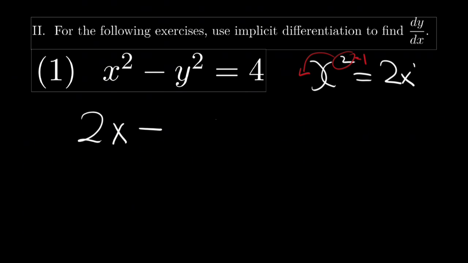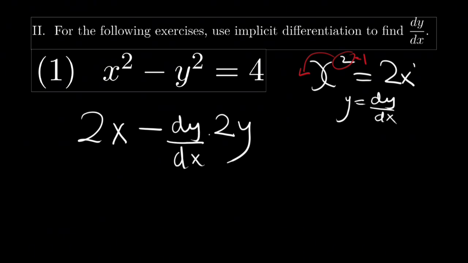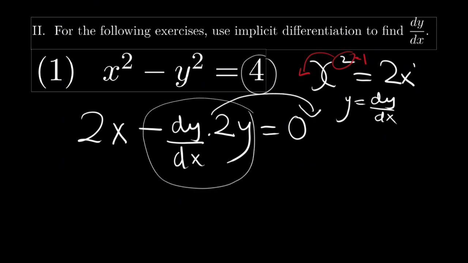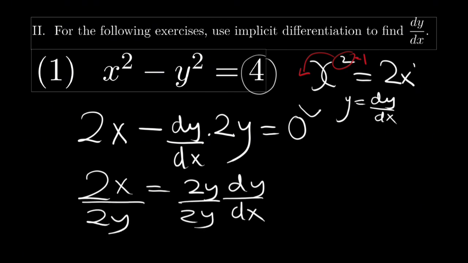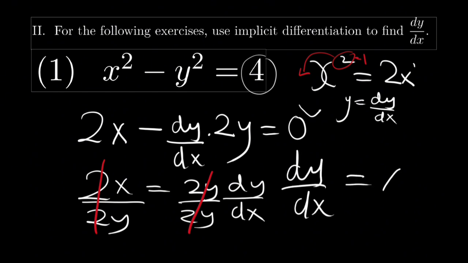So we'll have here 2x. And the derivative of y^2 is 2y. But whenever you derive y, don't forget to write dy over dx. So we'll have dy over dx multiplied by 2y equals to, the derivative of 4 is 0. So now to get dy over dx, we'll take all of this to the other side, and we'll have here 2x equals to 2y dy over dx, and then we will divide by 2y on both sides. So this will give us a final answer of, when we cancel out the 2 with the 2, dy over dx equals to x over y.